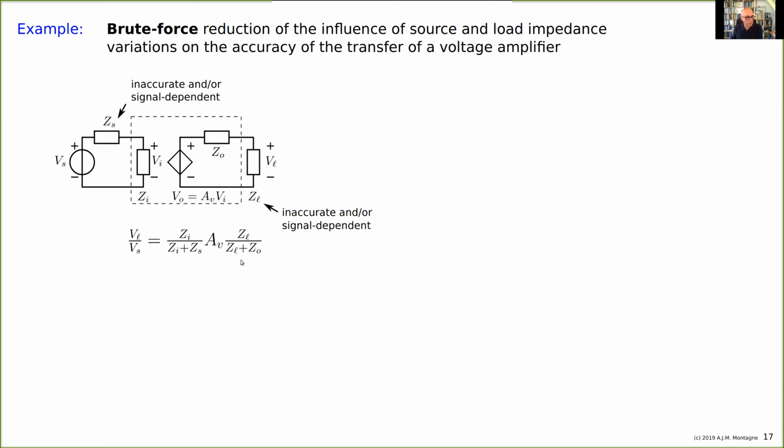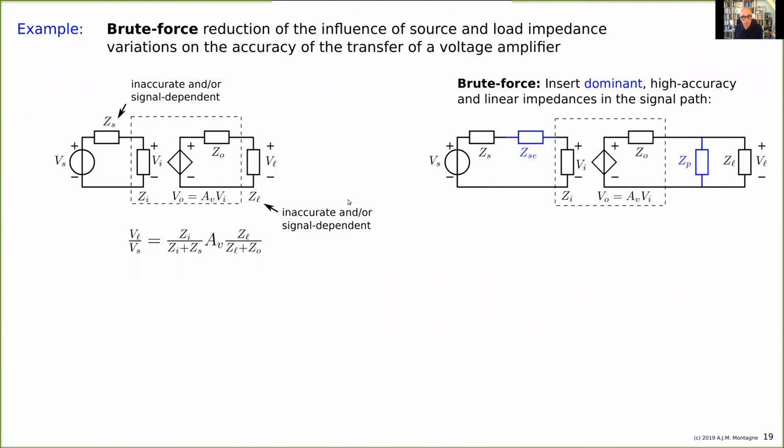So a brute force technique would then say, well, put something in series, for example, with the source impedance or the input impedance, and in parallel with the load impedance, so that we have a very high input impedance, making the transfer independent of the source and the input impedance, and we create a very low output impedance, improving the accuracy of the last term. So we could do it as such, as described here: put an impedance in series with the signal path and put an impedance in parallel with the signal.